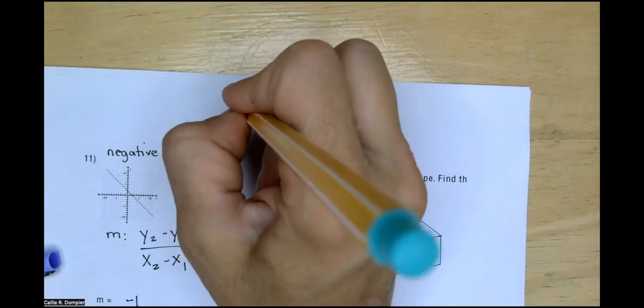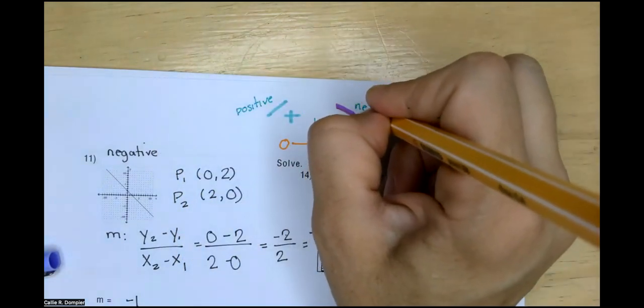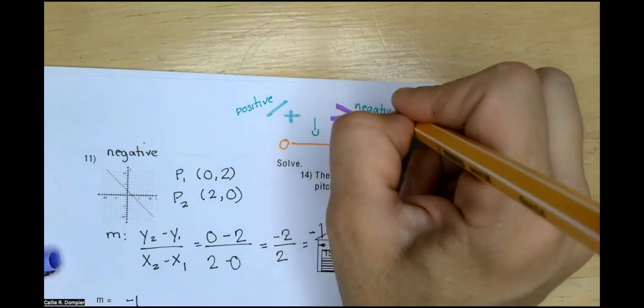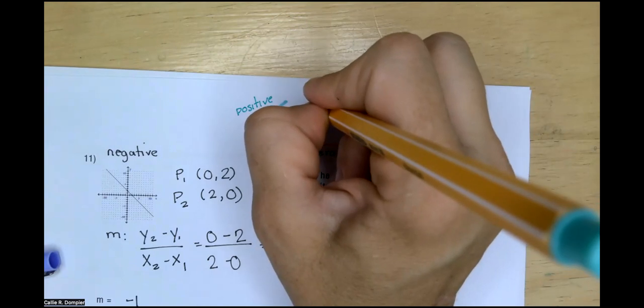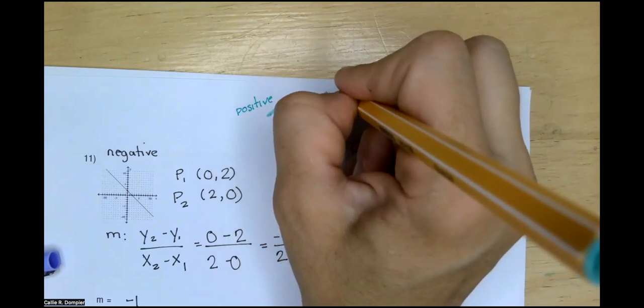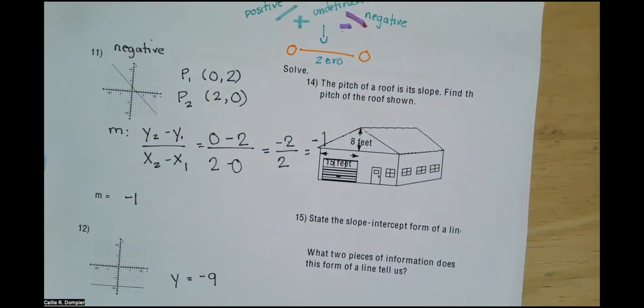So that's a positive, negative, 0 slope, and that is an undefined slope. Good. All right, the pitch of the roof is the slope of the roof.